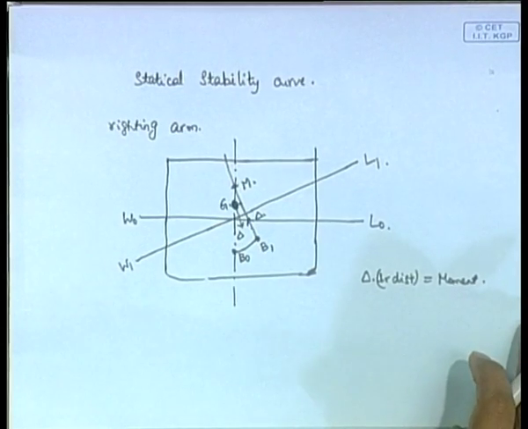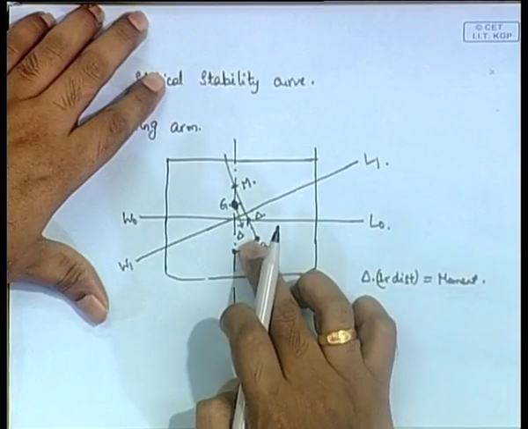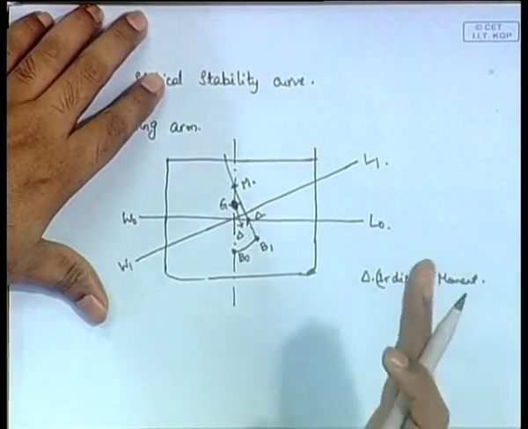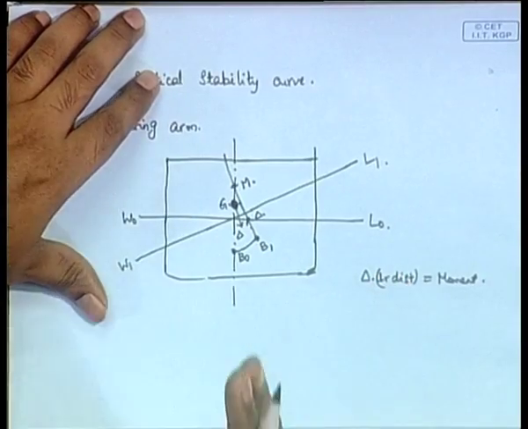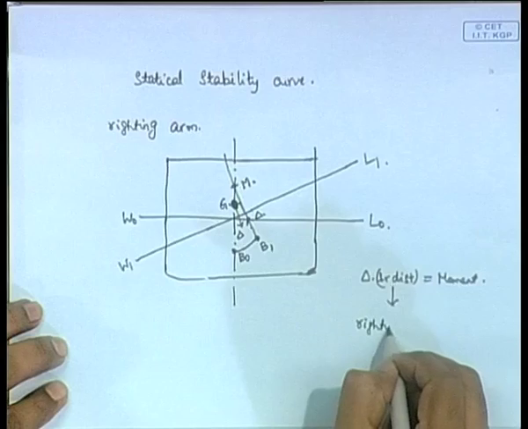Again, what I am trying to find here is the moment that is produced due to these two forces. One is the weight of the ship, and the other is the buoyancy force acting upwards. So, weight of the ship and buoyancy force are acting here and here, and this is causing a moment like this. To get the moment, I have to multiply the force with the distance between them. So, this perpendicular distance between the two forces is what you call the righting arm.